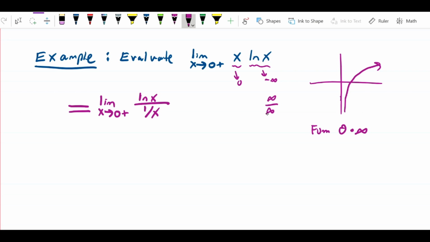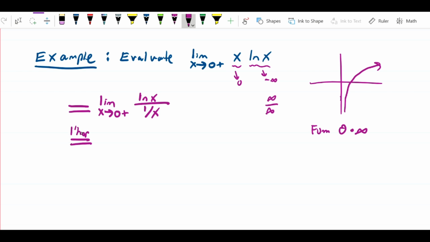And by the way, any combination of positive and negative infinity is okay. Negative infinity is still considered infinity for the purpose of L'Hopital's rule. So negative infinity over infinity is still L'Hopital's rule for the same reason. So anyway, we now have infinity over infinity.